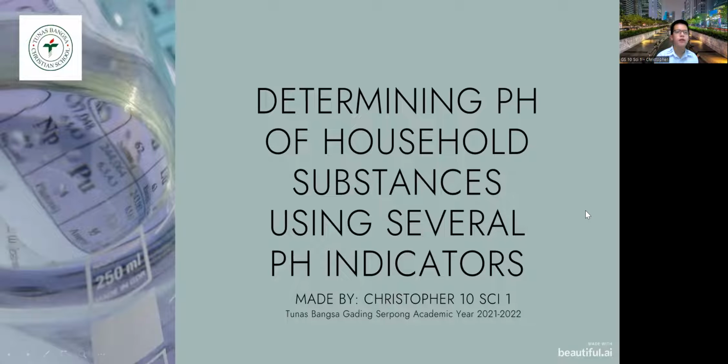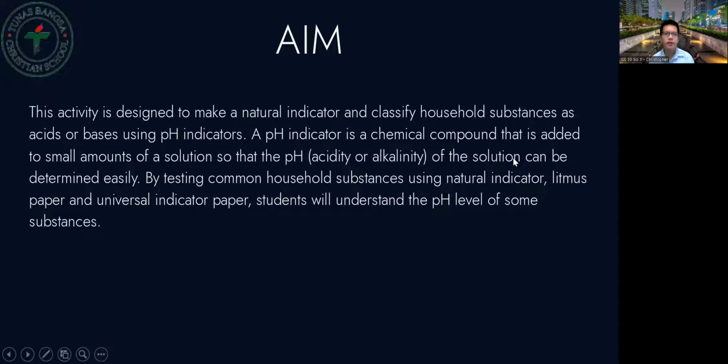2021-2022. The aim of this experiment is to make a natural indicator and classify household substances as acids or bases using a pH indicator. A pH indicator is a chemical compound that is added in small amounts to a solution so that the pH, or acidity or alkalinity, of the solution can be determined easily by testing common household substances using a natural indicator, litmus paper, and universal indicator paper. Students will understand the pH level of some substances.